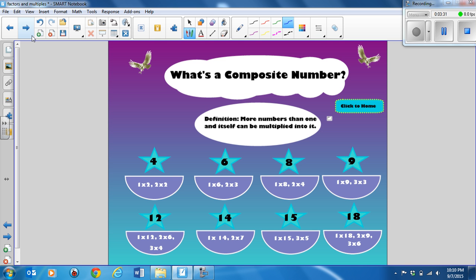So let's take a look at some of the composite numbers here. You can see some of the factors up to 20. So we have 2 times 2 for 4, 2 times 3 for 6, 2 times 4 for 8, 3 times 3 for 9, 2 times 6 for 12, and 3 times 4, 2 times 7 for 14, 3 times 5 for 15, and then 2 times 9, or 3 times 6 for 18. So these are all of the composite numbers up to 20. Well, and then 20 would be one as well.